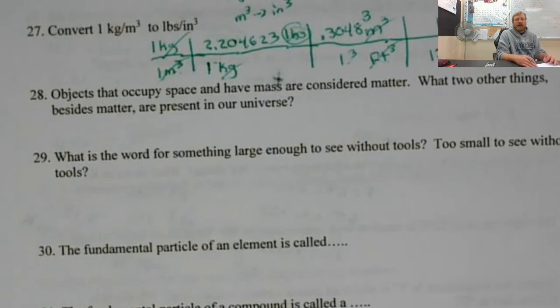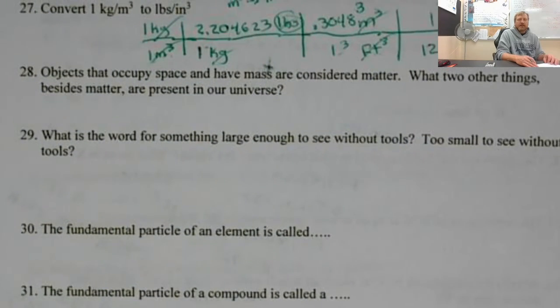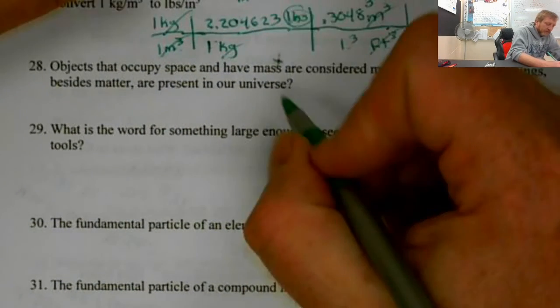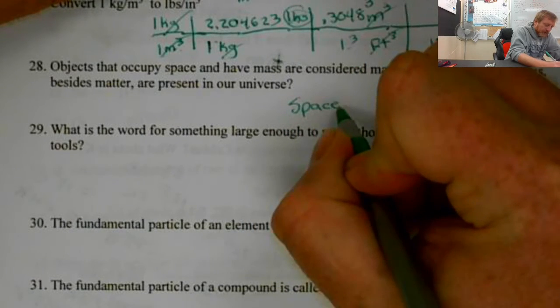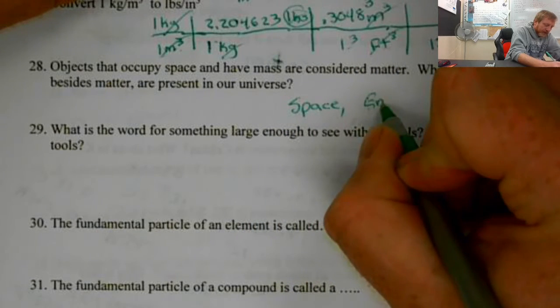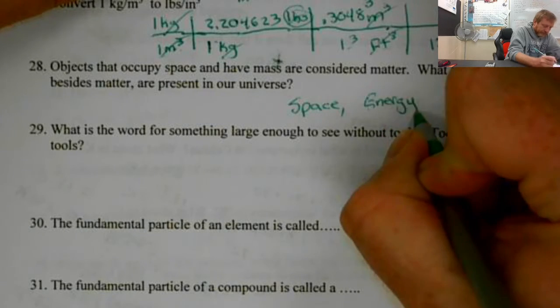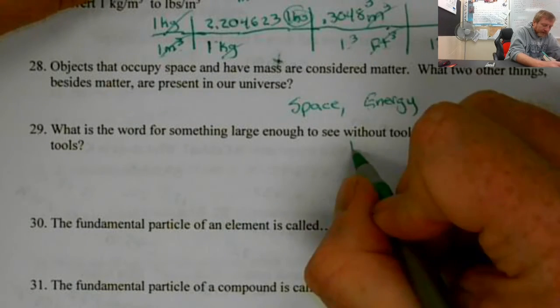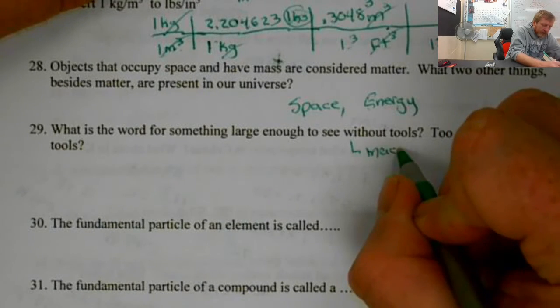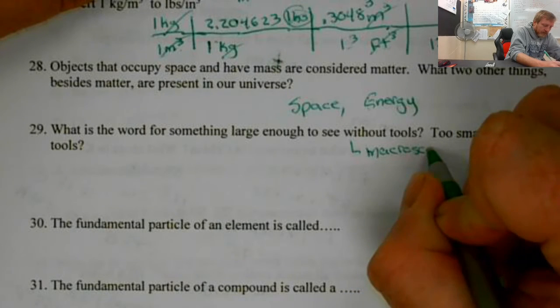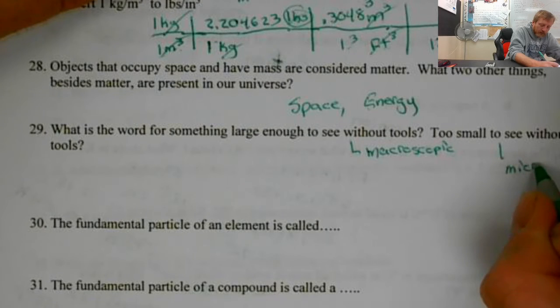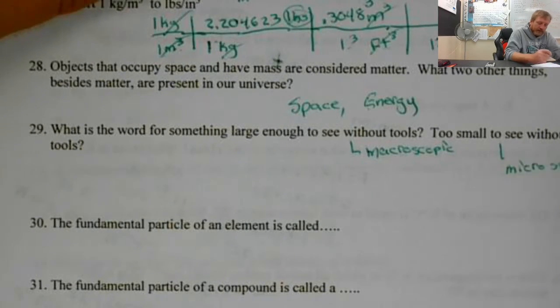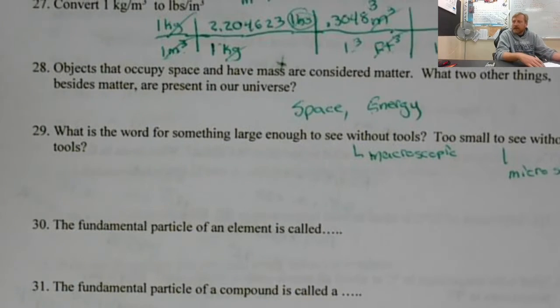All right. Objects that occupy space and have mass are considered matter. In our universe, other than the matter, there are only two other things, and they are space and energy. If I can see it without tools, it's macroscopic. And if I need tools to see it, it's microscopic. Only one letter different, but an entirely different meaning.